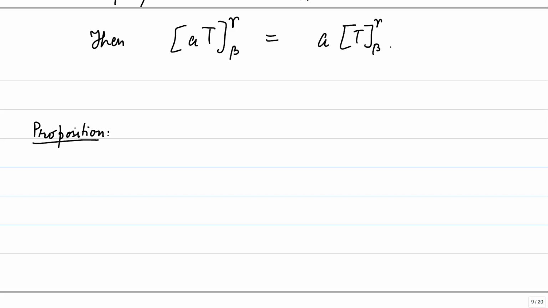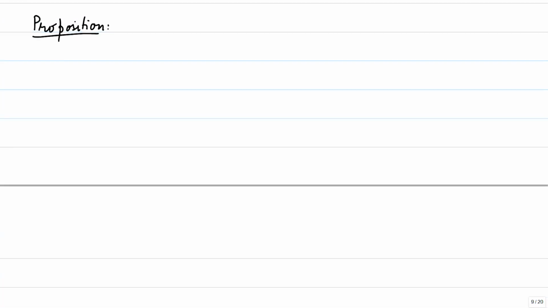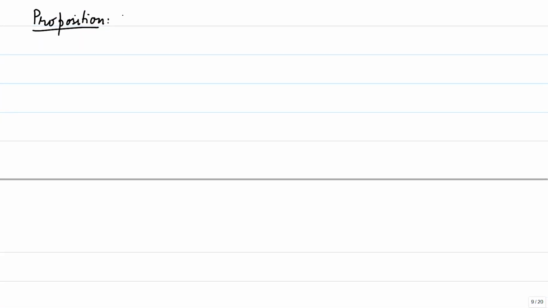To talk about the product of linear transformations, we need to start with three vector spaces. So let U, V and W be finite dimensional vector spaces. Again, we are going to associate matrices, so let them be finite dimensional vector spaces.